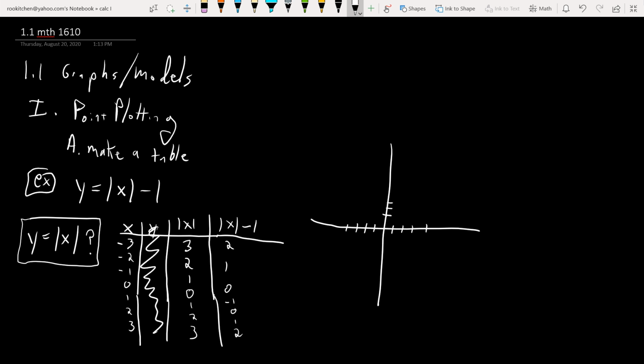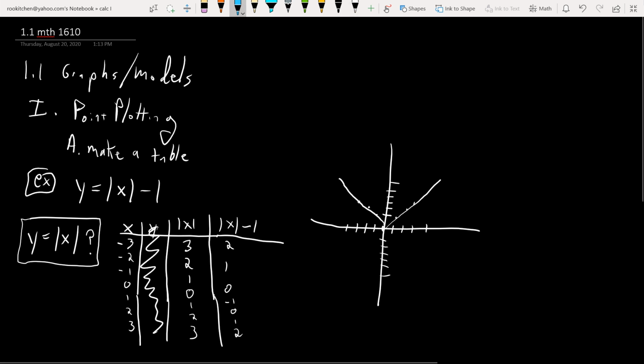Some tick marks going. Okay, -3, 3. -2, 2. -1, 1. And 0, 0. And then 1, 1. 2, 2. And then 3, 3. Okay. So these absolute value figures kind of look like V. Or maybe you think of it as a flight of birds or something like that.